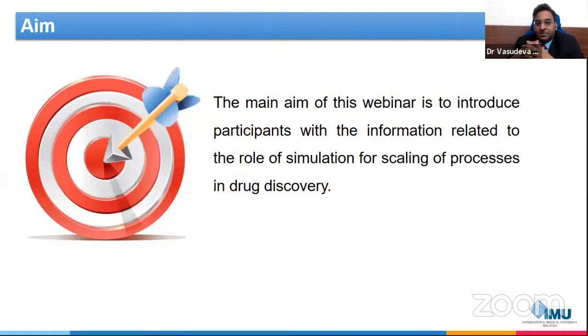So what's the aim of today's webinar? In this webinar, my main aim is to introduce participants to information related to the role of simulation for scaling of processes in drug discovery. First of all, the concept of scaling of processes in drug discovery. This scaling of processes may sometimes need step up or step down scaling. Most of the time, we see scale-up processes because bulk drug industries mainly deal with that. However, how about the scale-down processes? There is equal importance and significant momentum required for scale-down processes as well. What are the scale-down processes, and in which areas are they mainly needed? Let us discuss in detail.